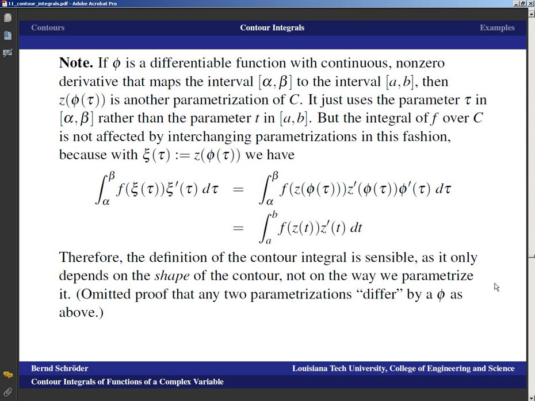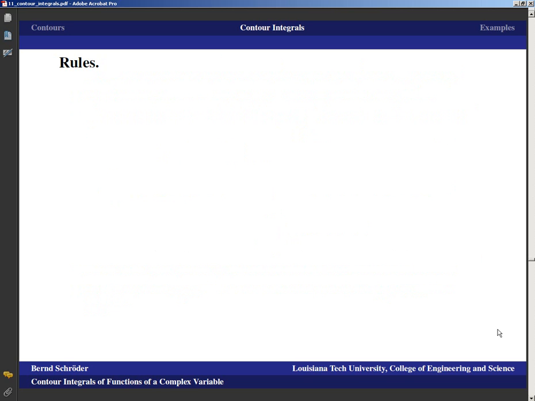We omitted the proof here that any two parameterizations differ by a function phi as described, and that is a very technical part that I would recommend a class in real analysis for example. Okay, what rules do we have for contour integrals?